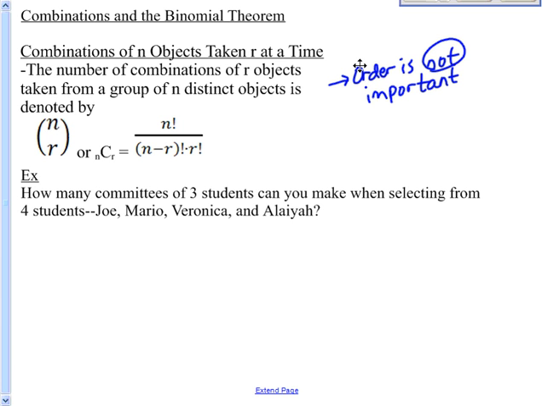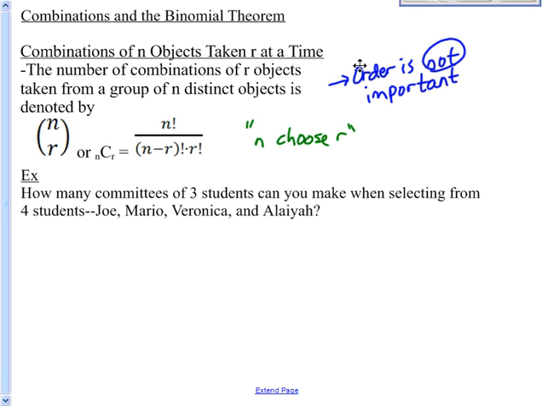So the number of combinations of n objects taken r at a time, we say n choose r. It's denoted by n choose r, either of those notations, and you can see the formula there: n factorial over n minus r factorial, r factorial.